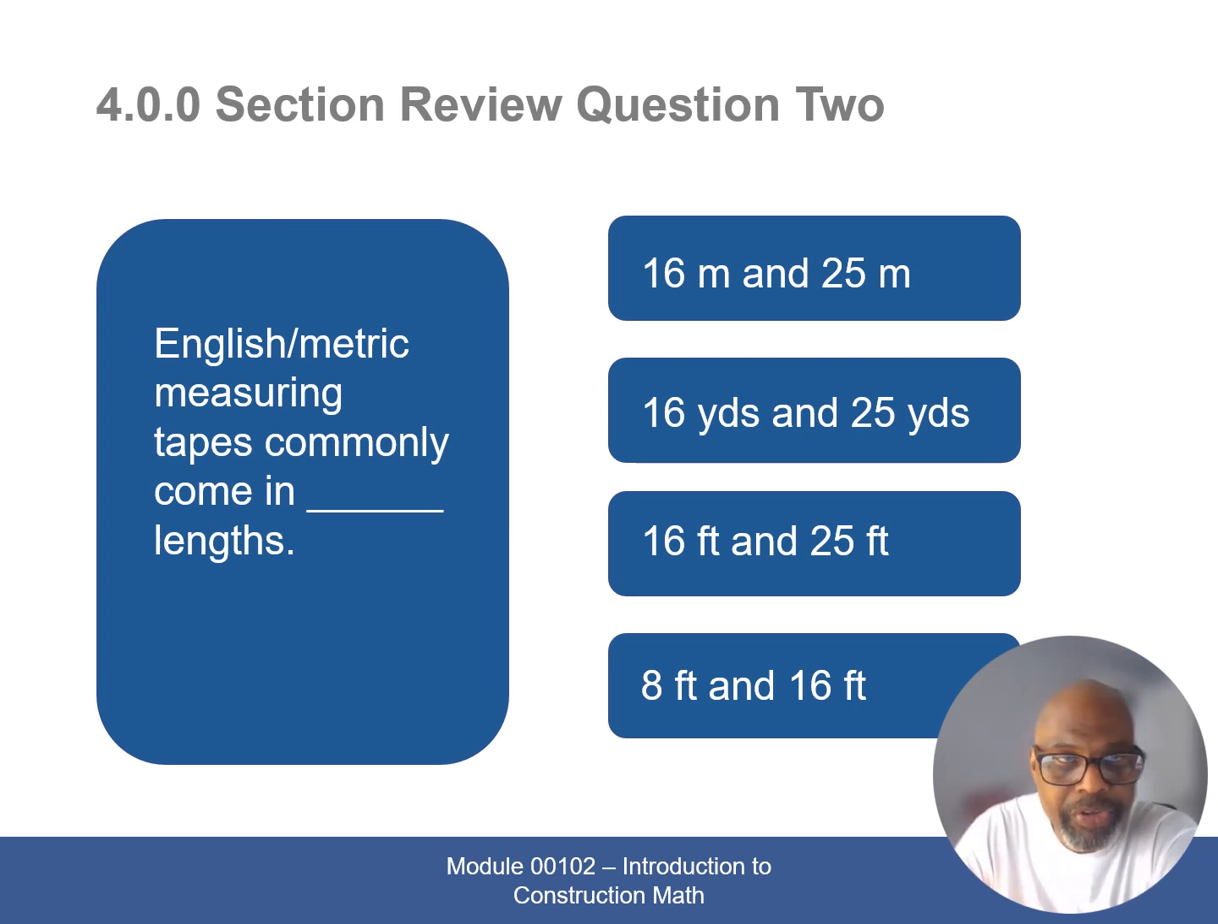The next question says English metric measuring tapes commonly come in blank lengths. Again, you need to read your book. Hopefully you did. The most common measuring tapes that you're going to find, there are others too, but the most common are actually 16 and 25. The 16, if you have to measure something smaller than 20 inches, is really handy because it's smaller. You can clip it to your belt real quick and use it. But if you're measuring something a lot longer, of course, the 25 is what you have. So most carpenters or tradesmen will have both. It would be feet, so 16 feet and 25 feet, not 16 meters or 25 meters or yards.